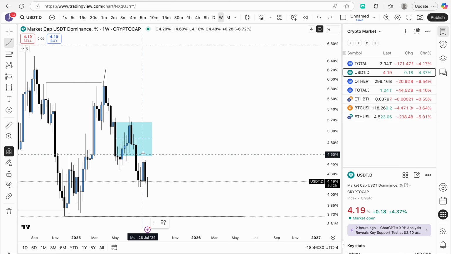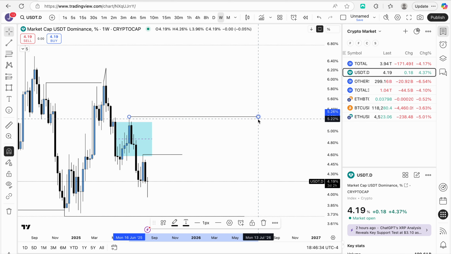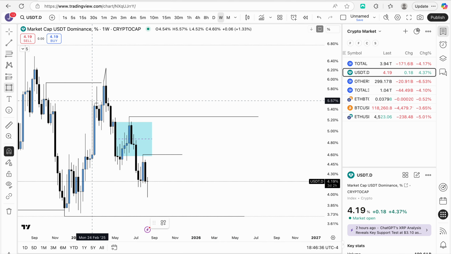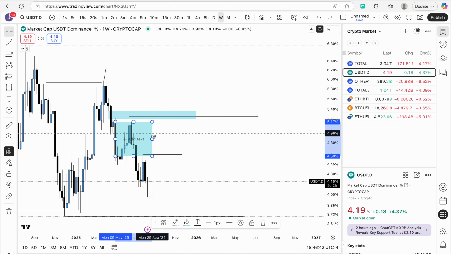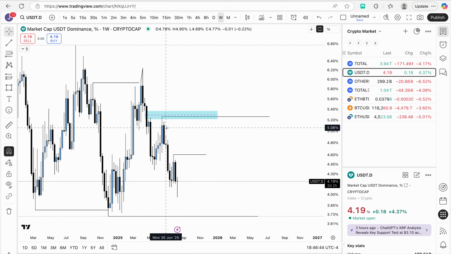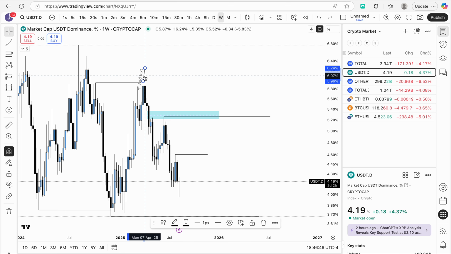Now, where could it go? Well, it could go anywhere. It could go to this high. It could go up to this high, because then you're inside of this gap here, right? You never know for sure where it can go. You just have to see what price is like when you reach that level and react, right?